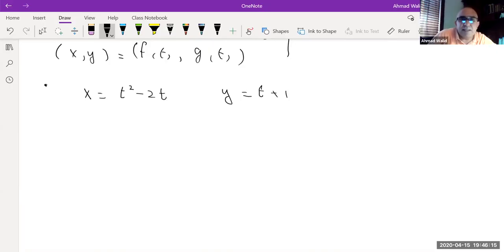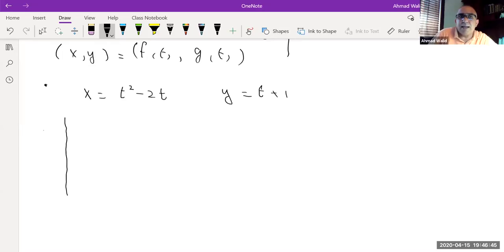This one is a parametric equation. Why is it a parametric equation? Because x is a function of a third variable t. Is this a parametric function? Yes, because y is a function of a third variable t. Then we can call these two parametric equations. Now they are asking you to sketch this curve. How to sketch this curve?